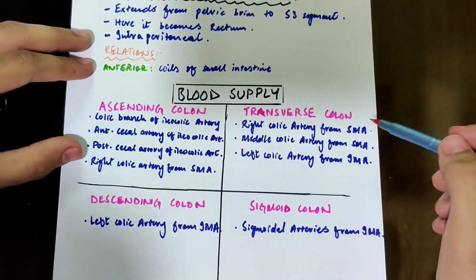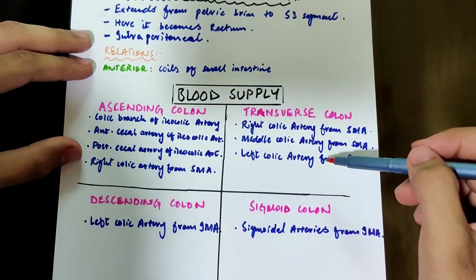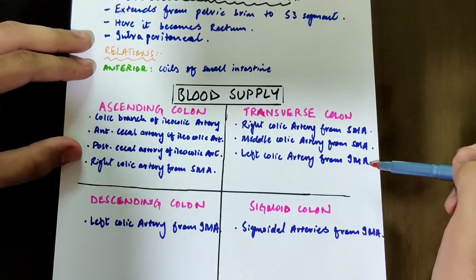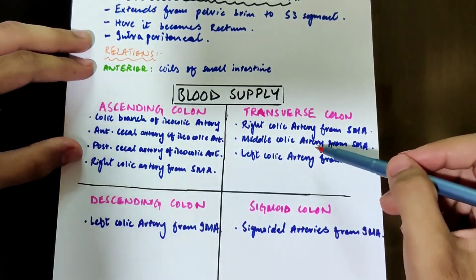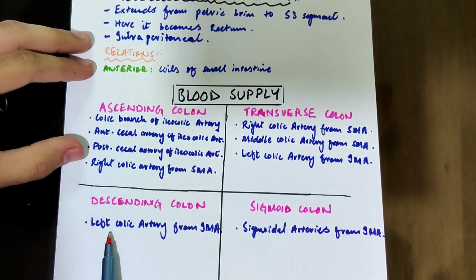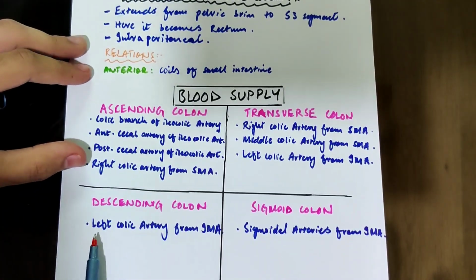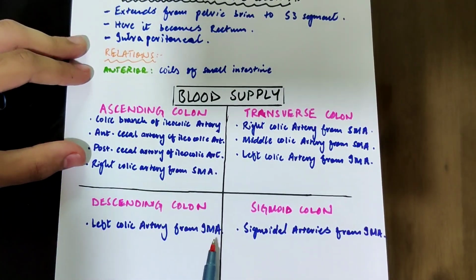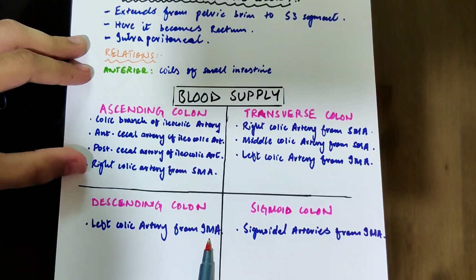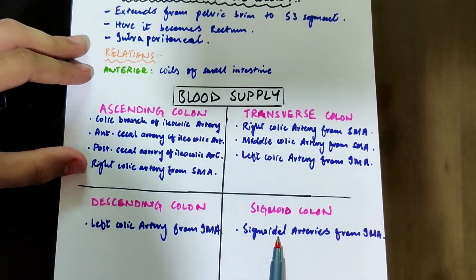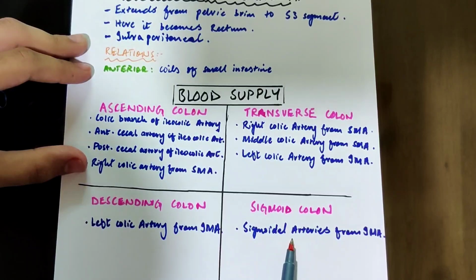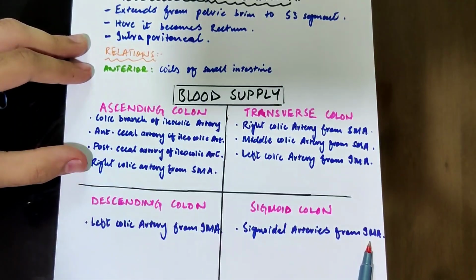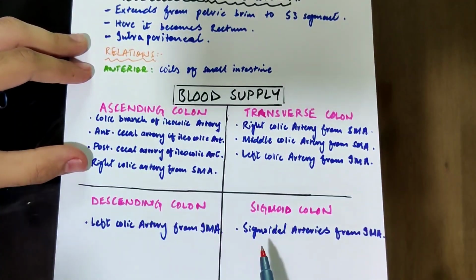Then we have the transverse colon. We have 3 different branches from the superior mesenteric artery. These are the right colic artery, the middle colic artery, and the left colic artery. We have the descending colon, which gets its blood supply from the left colic artery, which arises from the inferior mesenteric artery. And then we have the sigmoid colon, which is supplied by the inferior mesenteric artery. The sigmoidal branches arise from the inferior mesenteric artery, which supply the sigmoid colon.